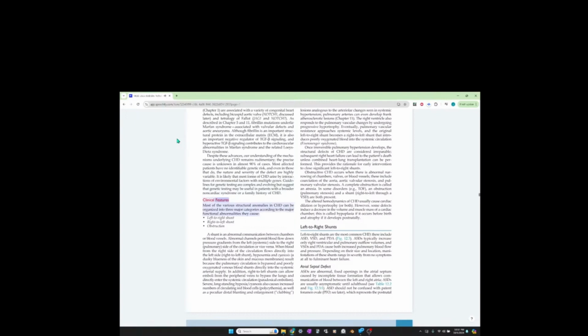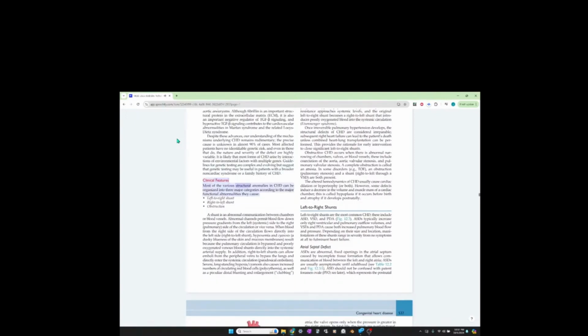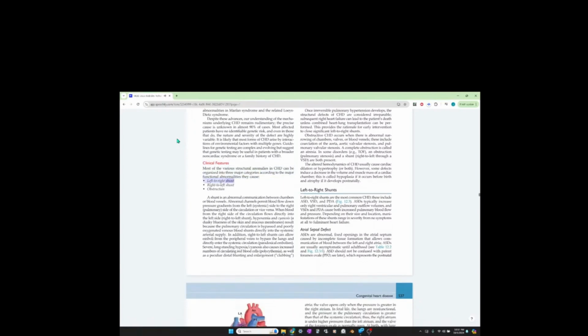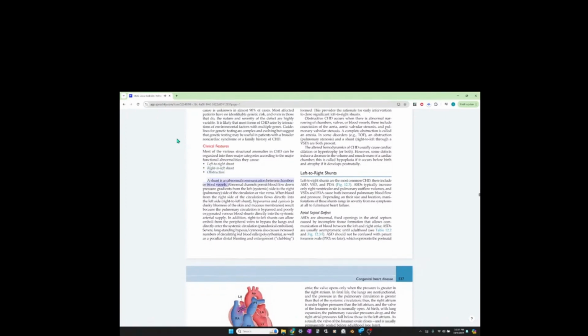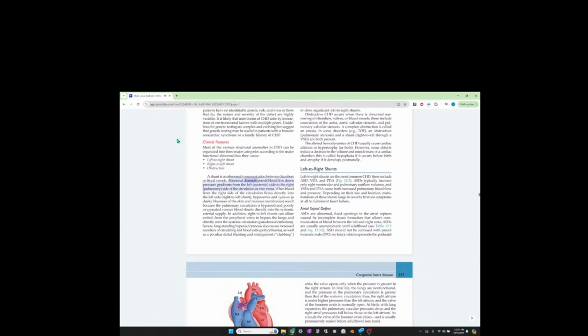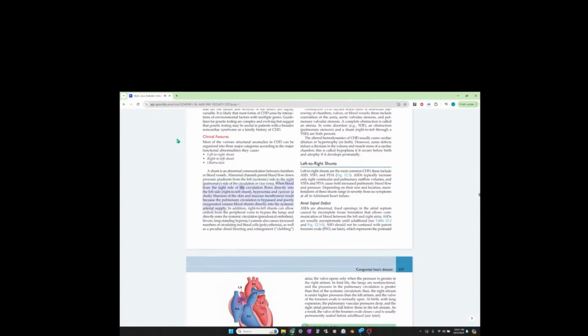Clinical features. Most of the various structural anomalies in CHD can be organized into three major categories according to the major functional abnormalities they cause: left to right shunt, right to left shunt, and obstruction. A shunt is an abnormal communication between chambers or blood vessels. Abnormal channels permit blood flow down pressure gradients from the left side to the right side of the circulation or vice versa. When blood from the right side of the circulation flows directly into the left side, hypoxemia and cyanosis result because the pulmonary circulation is bypassed and poorly oxygenated venous blood shunts directly into the systemic arterial supply.